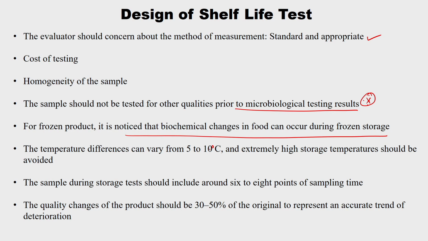And the storage test should include around 6 to 8 points of sampling time, right. The statistical count should be taken care of, and the quality change of the product should be 30 to 50% of the original to represent an accurate trend of the deterioration. Actually, when we go for shelf life test, we need to ensure at least 30 to 50% of the real life conditions have been taken into account during the shelf life test.